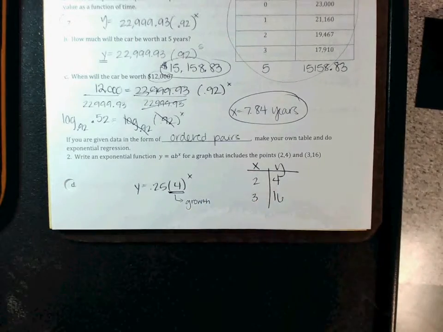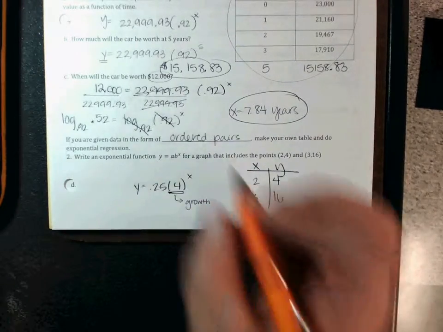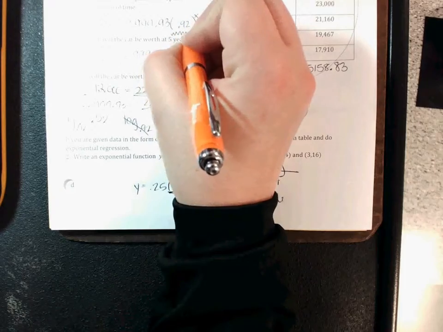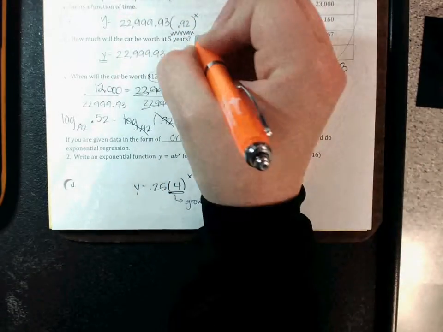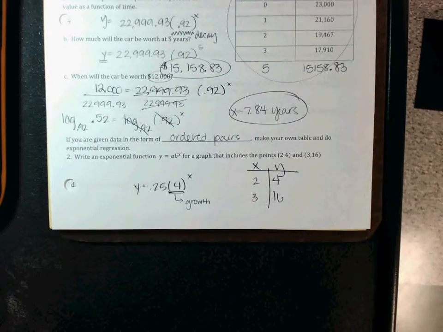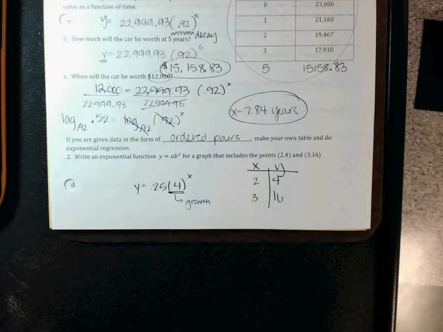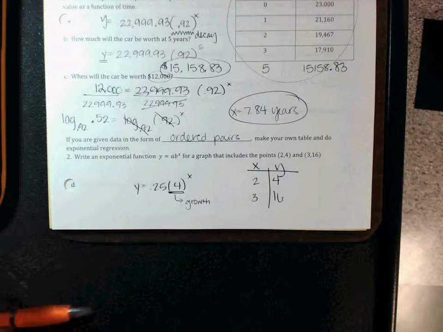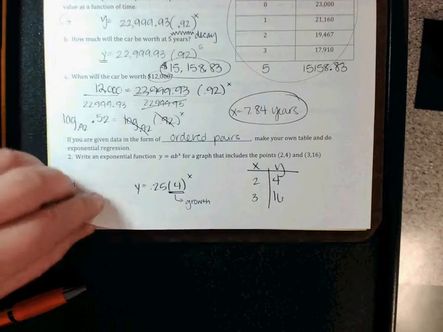Look at the example right before this one. My base was a 0.92. What is that one then? Decay. So you should still remember the difference with the models. If your number in parentheses is bigger than 1, that's a growth model. If it's smaller than 1, it's a decay model. Okay? All right, turn the page for me, please.